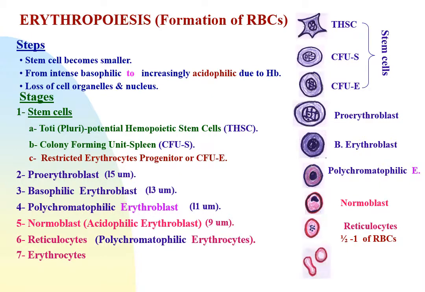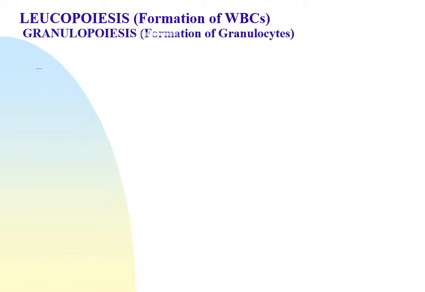Erythrocytes are rounded biconcave non-nucleated discs about 7 micron in diameter. Leucopoiesis is the formation of white blood cells. There are two types. Granulopoiesis is the formation of granulocytes. It takes place in active bone marrow.